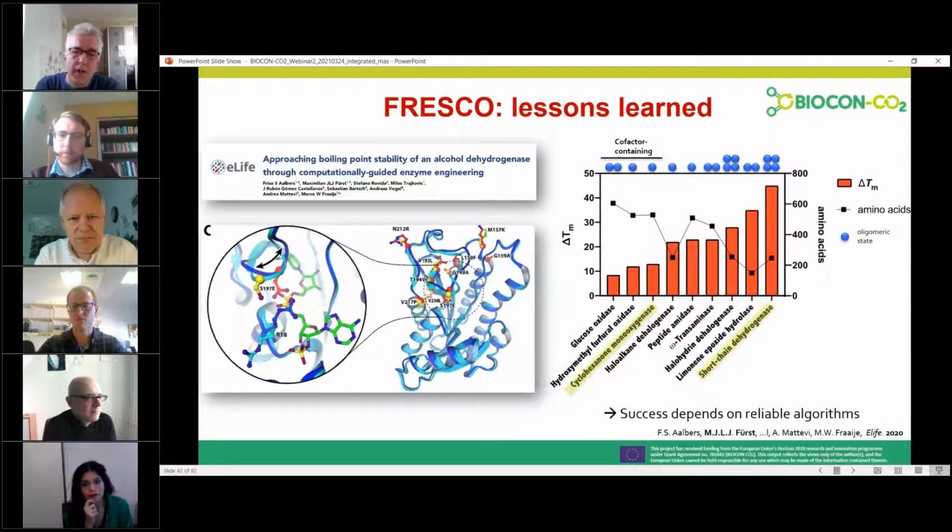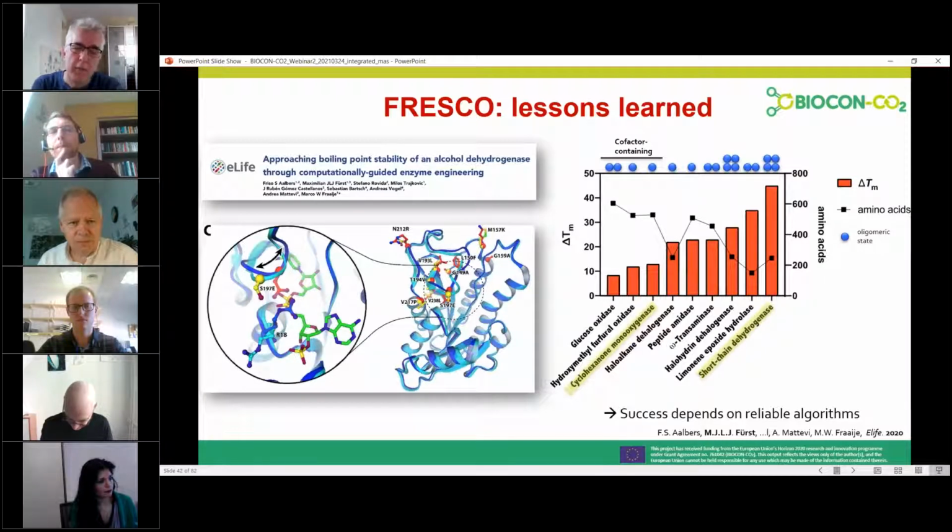For example, we now also seem to see a trend that the higher the oligomeric structure, these blue dots, the more chance you have to improve the thermostability. So if it's a tetramer, like this alcohol dehydrogenase, it seems to be easier to improve the thermostability. There may also be other factors playing a role. For example, the ones that were not very successful, with only 10 or 15 degrees improvement on the left, are all cofactor-containing enzymes. We think we know why that is, and it is still not the best solution here, though there is still improvement.